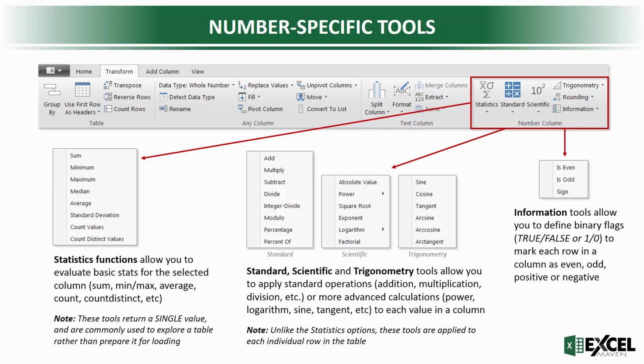And then last, we've got rounding tools and information options. Now the information tools basically let you just define a binary flag, either true, false, or 1, 0, to mark rows that meet certain criteria. So even, odd, positive, or negative. So let's jump into our FoodMart data file and play with some of this stuff.